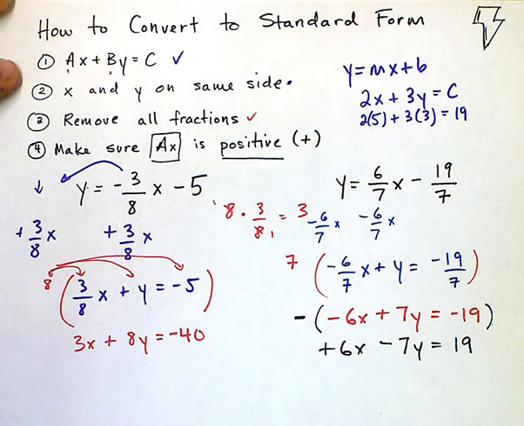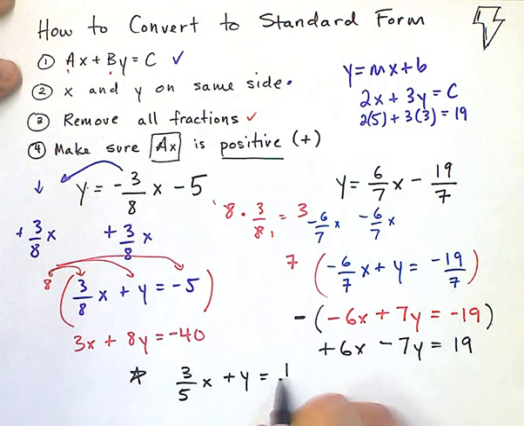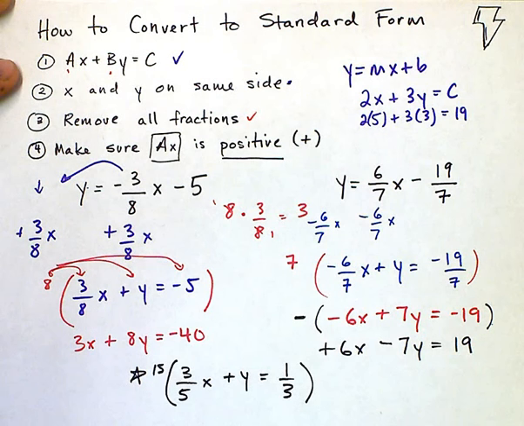Now let's say, special case, you ended up with 3/5 x plus y is equal to 1/3. If you want to change this to standard form and you have two different denominators, what you would use is a like denominator. You would use a 15 here, and that allows you to remove all these pieces.